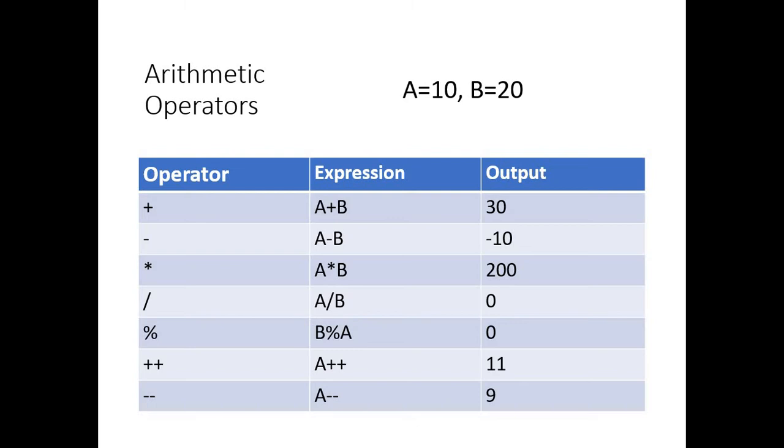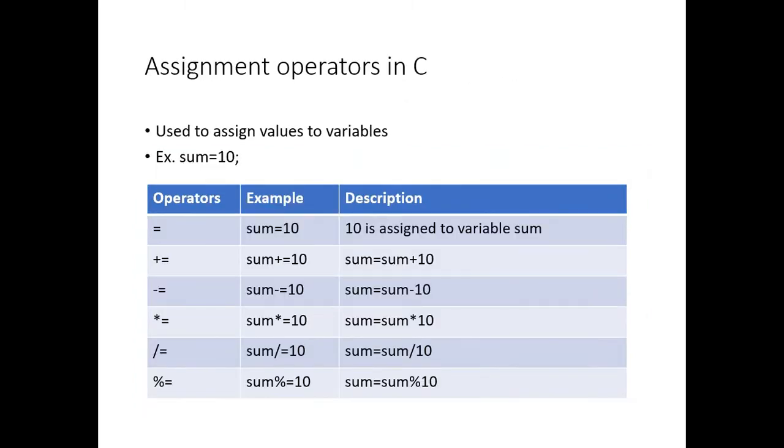Plus plus and minus minus, that is, increment and decrement operators, are also called unary operators as they operate on a single value. The next operator we have is the assignment operator in C. The assignment operator is used to assign a value to variables. For example, if the value 10 is to be assigned to the variable sum, then we can use the expression sum equal to 10. After execution of this expression, the value 10 will be stored into the variable sum.